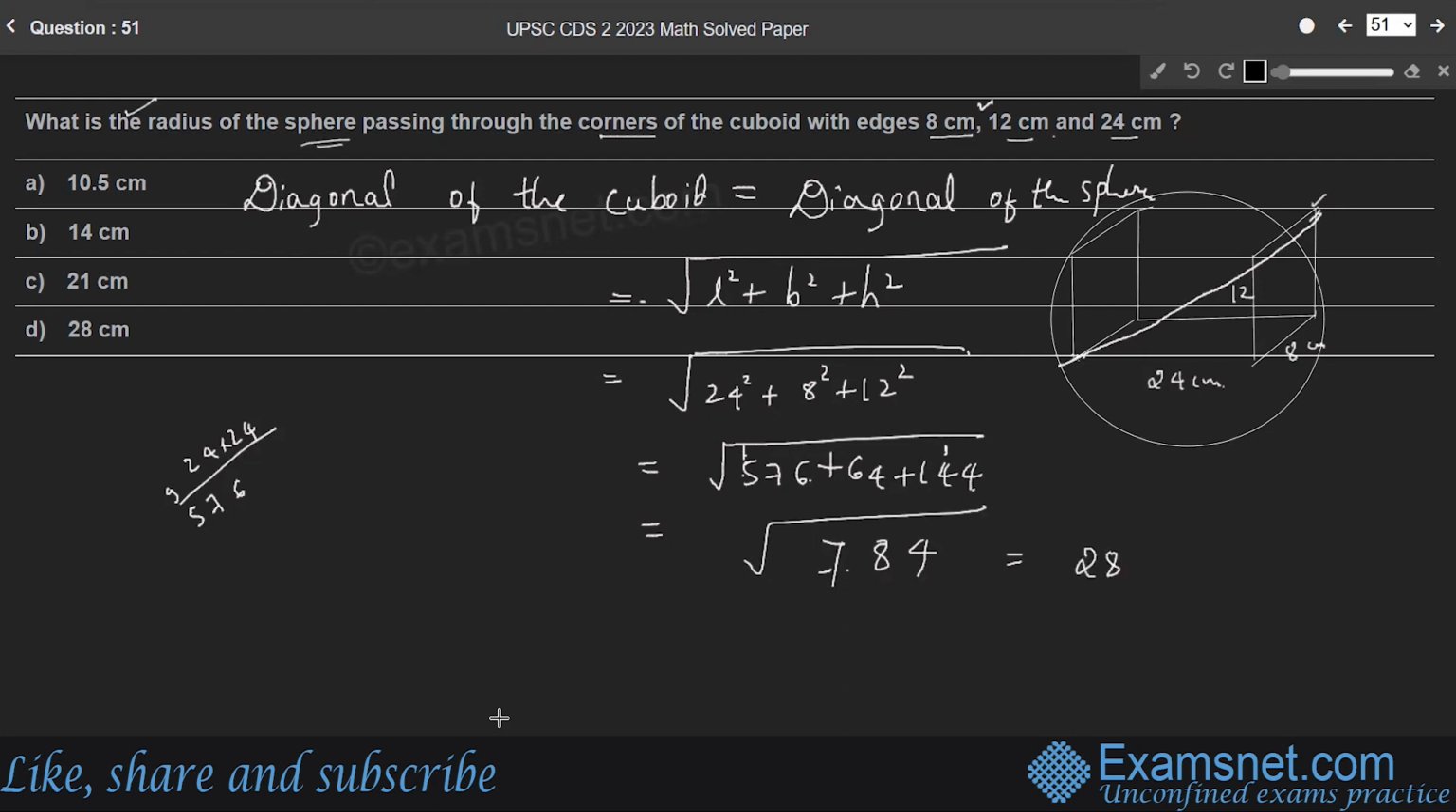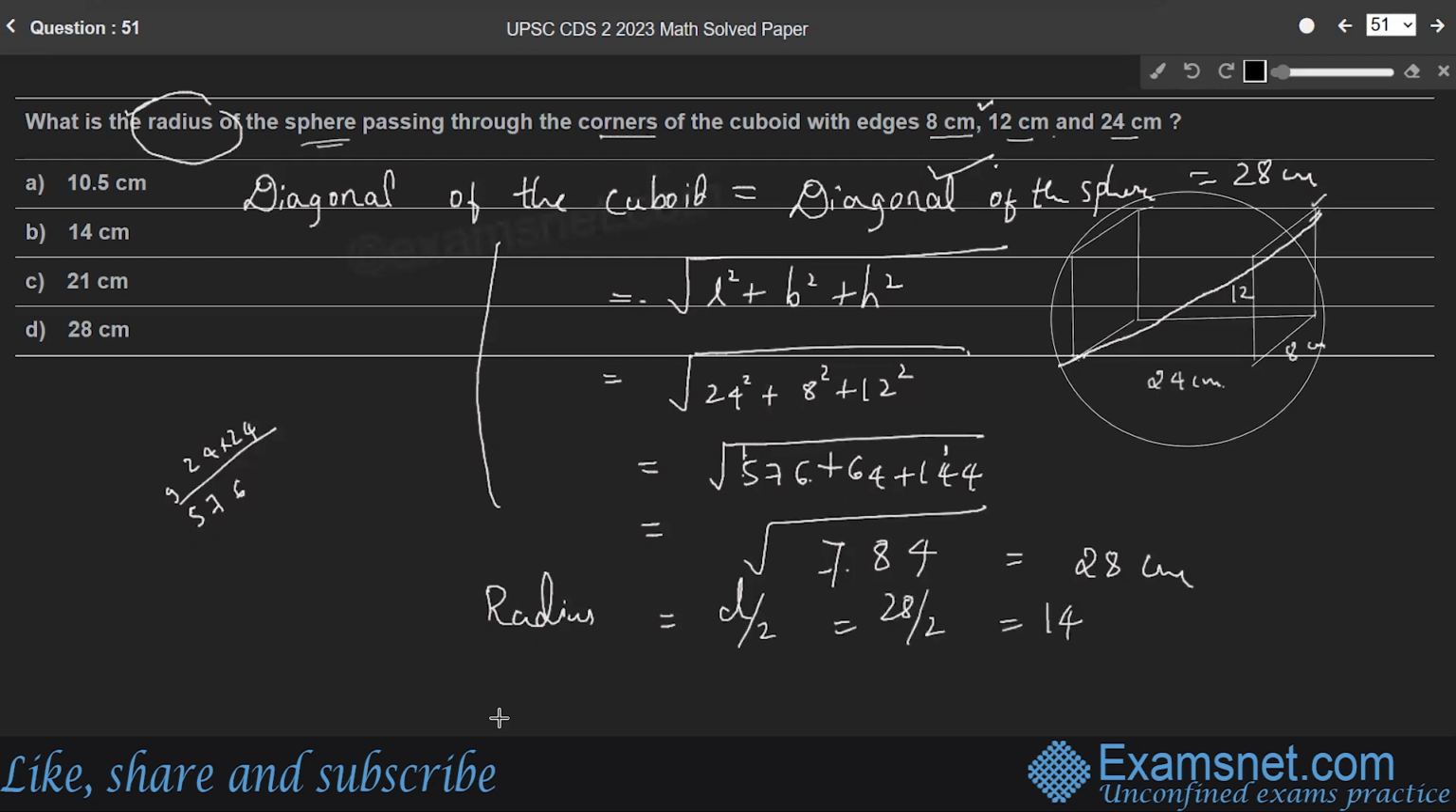Yes, 28 centimeter is the diagonal of this cuboid. Therefore, the diagonal of the sphere is also 28 centimeter. The question is to find the radius of the sphere. So the radius of the sphere is the diagonal by 2, which is 28 by 2, 14 centimeter. Hence option B is the right answer.